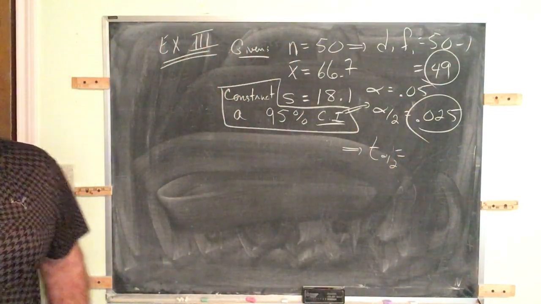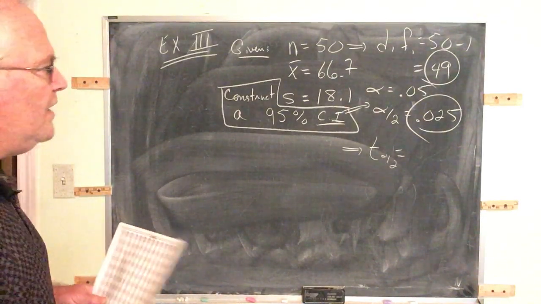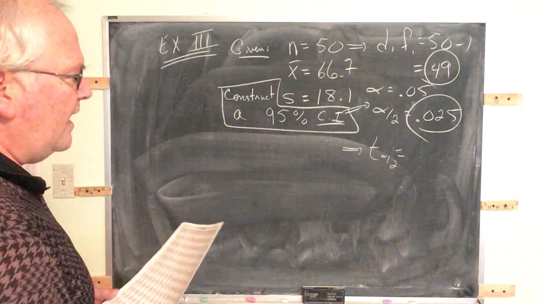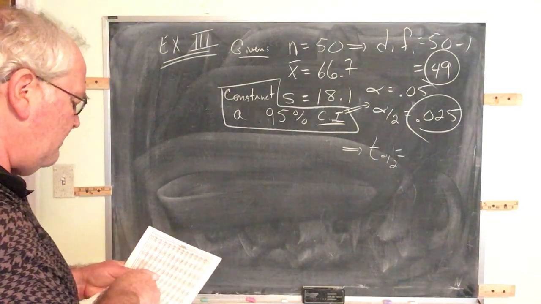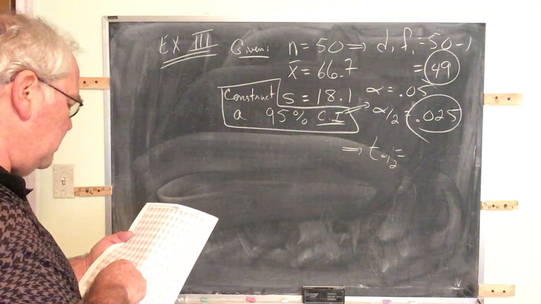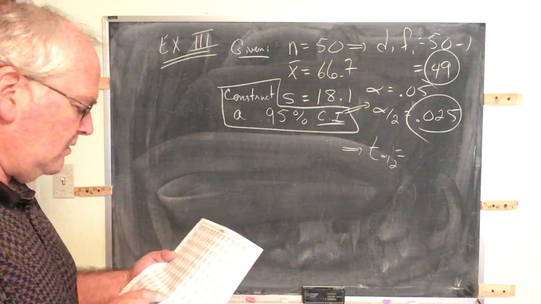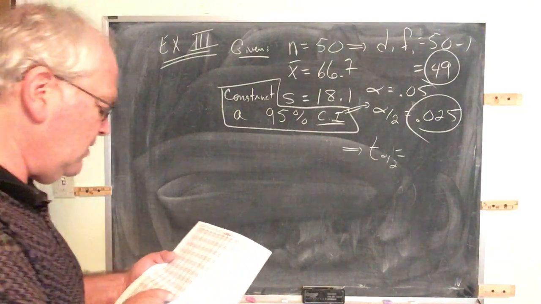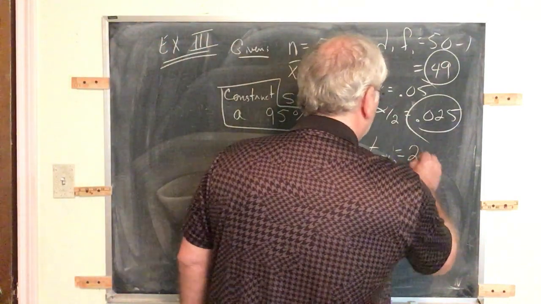We are in the 0.025 column, and degrees of freedom is 49. I have 0.025, and we need to be in the 49, count them, 49 degrees of freedom row. So I have 49 degrees of freedom, 0.025. My number at the intersection there is 2.010.